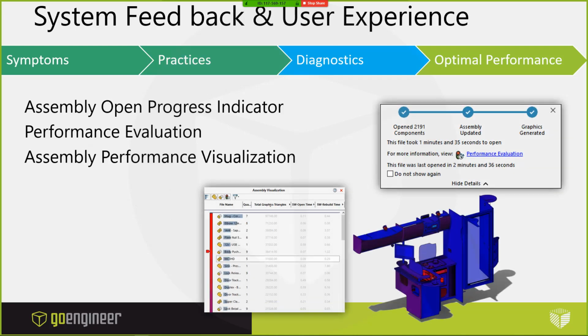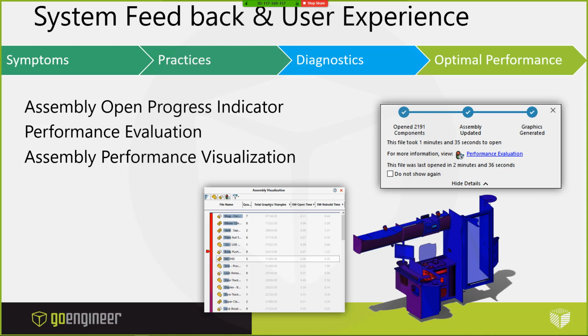So when we opened up that model, one of the things you'll notice is that it popped up this window here that told us how many components were being opened, that it was updating the assembly, and it gave us some information about how long it took previously and how long it's taking right now. Anytime you open up an assembly that takes longer than 30 seconds, I believe, that window should pop up and give us that sort of information.